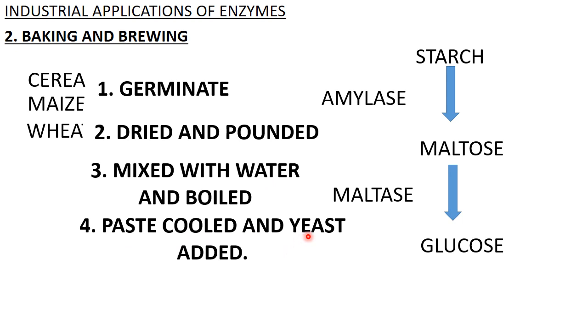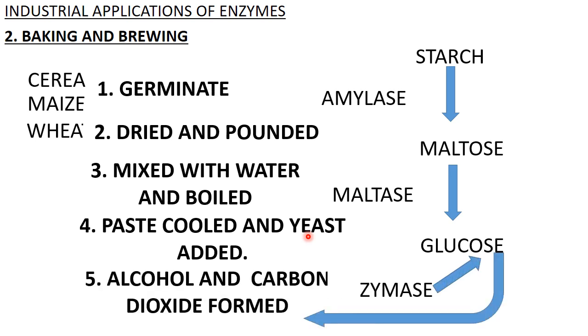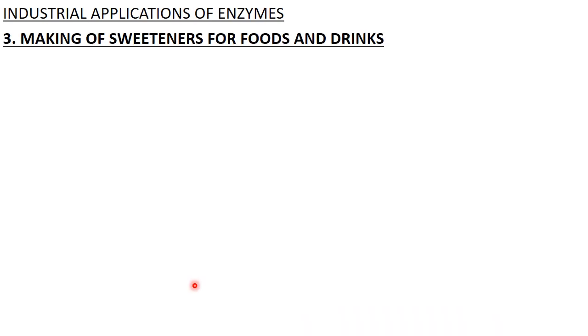Remember, yeast has an enzyme called zymase. After we add yeast, we're going to have alcohol and carbon dioxide formed. The way alcohol and carbon dioxide are formed is just the same as in baking. Yeast produces zymase, which acts on glucose, producing alcohol and carbon dioxide. In brewing, we're interested in the beer part, the alcohol. So this alcohol is going to be removed from everything using a process called distillation.